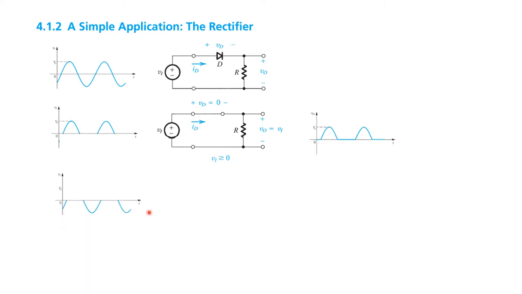And now when we are applying the negative side, then obviously the diode will become reverse biased, so it will behave like an open circuit. No current will flow. Output voltage here will be zero across the resistance, but the voltage across the diode, or the open circuit, will be the same as the input voltage. So V out, that is the voltage across the resistance, will be 0 volt.